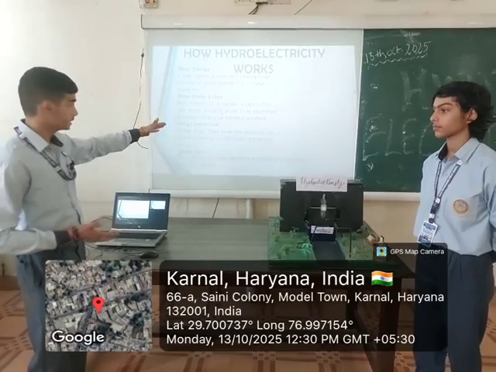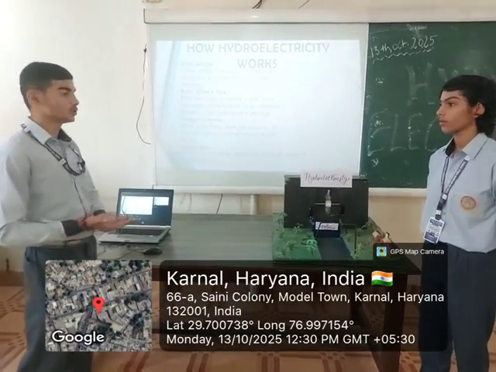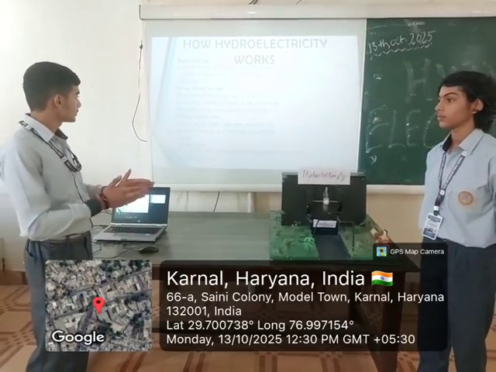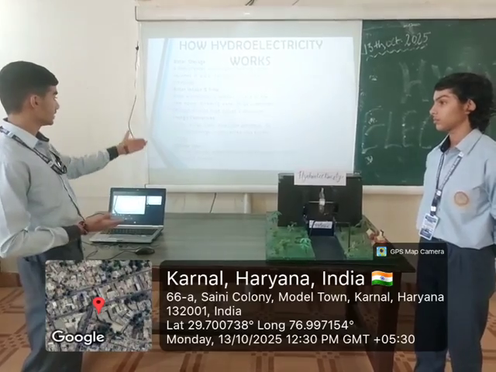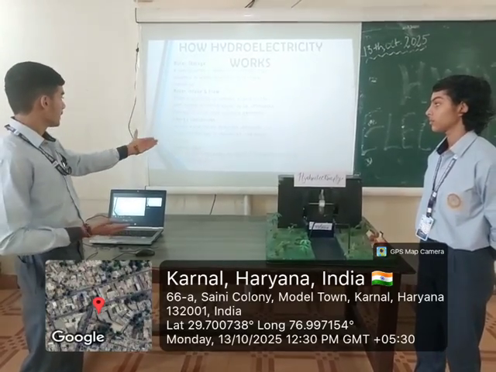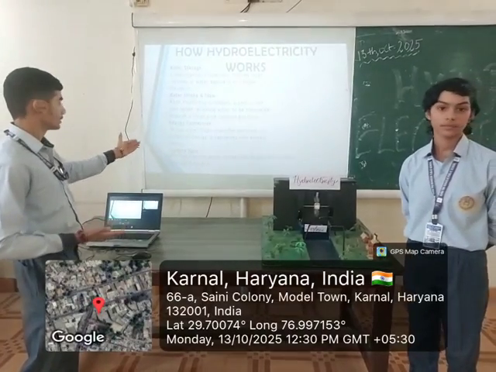Next is energy conversion. As the water flows down the penstock, its potential energy is converted into kinetic energy. The next is turbine spin. The fast moving water strikes the blades of a turbine, causing it to spin.